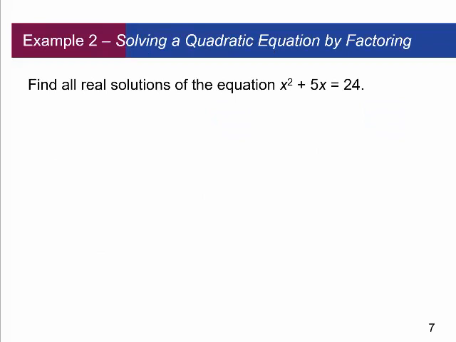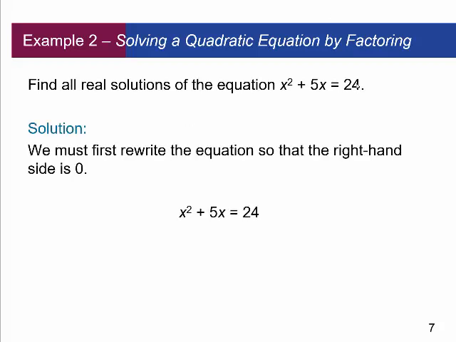Let's try this one. So let's find all real solutions of the equation x squared plus 5x is equal to 24. So now whenever you have a squared term here, the quadratic, what you're going to want to do with something like this is take the 24 and set the right-hand side equal to 0. So you're going to subtract the 24 over, and then you're just going to get x squared plus 5x minus 24 is equal to 0.